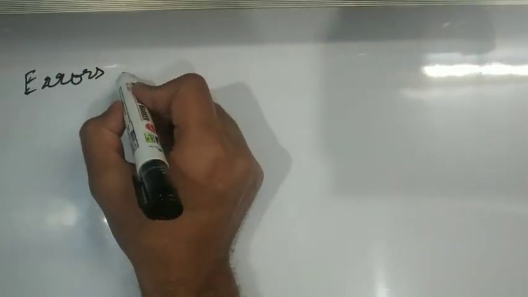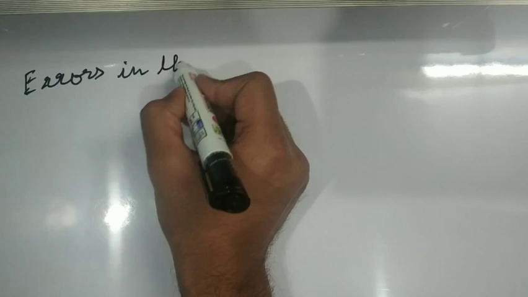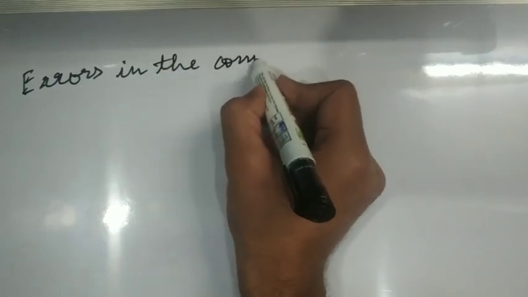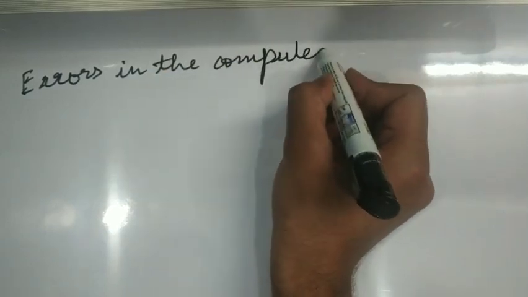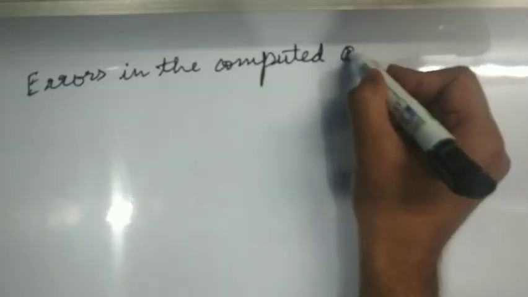So in the previous lecture in surveying I was dealing with accuracy and errors. So we will be continuing that topic today. Our today's topic is errors in the computed quantities.